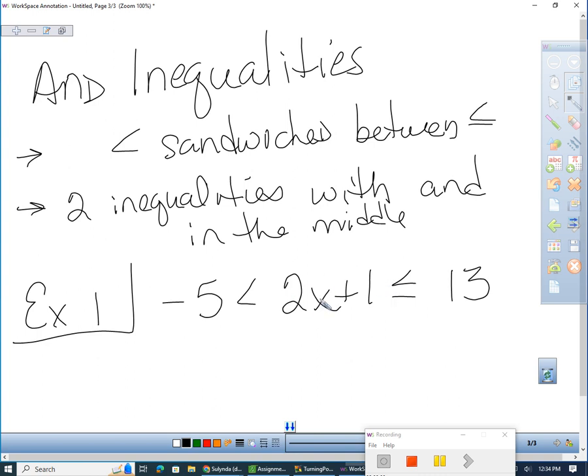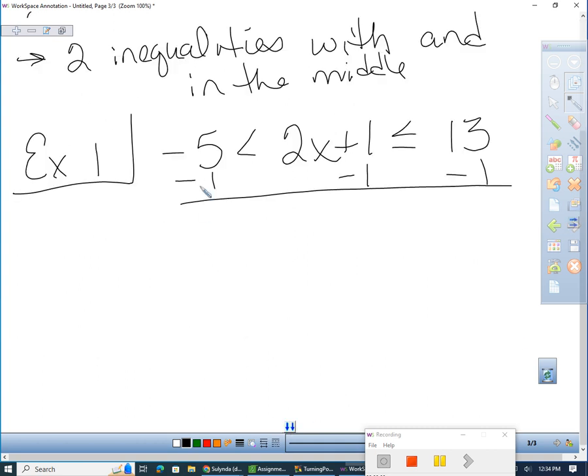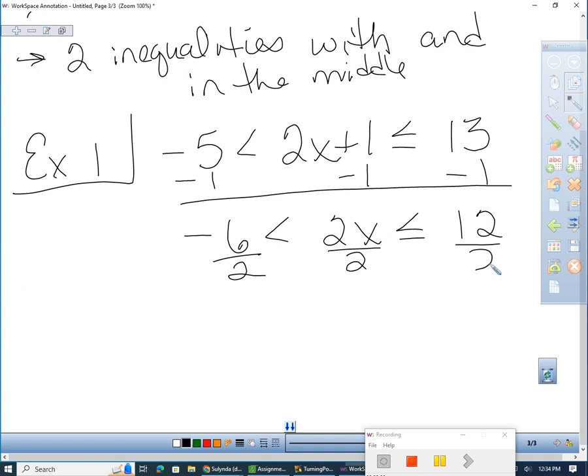All right, so right here in the middle, to get x by itself, I'm going to subtract 1. Whatever I do here in the middle, I have to do to both ends. So negative 5 minus 1 is negative 6. I'm going to bring my inequality sign down. I have 2x less than or equal to 13 minus 1 is 12. Now what do I have to do to the middle? Yep. So I got to divide by 2, which means I got to divide by 2 everywhere. So negative 6 divided by 2 is negative 3. Bring my inequality sign down. X less than or equal to 6. All right, so this is my solution because x is all by itself.